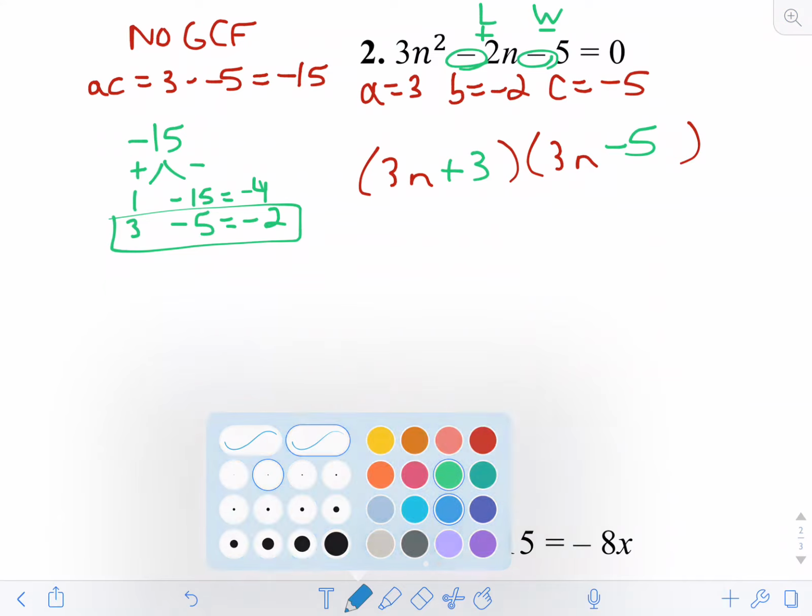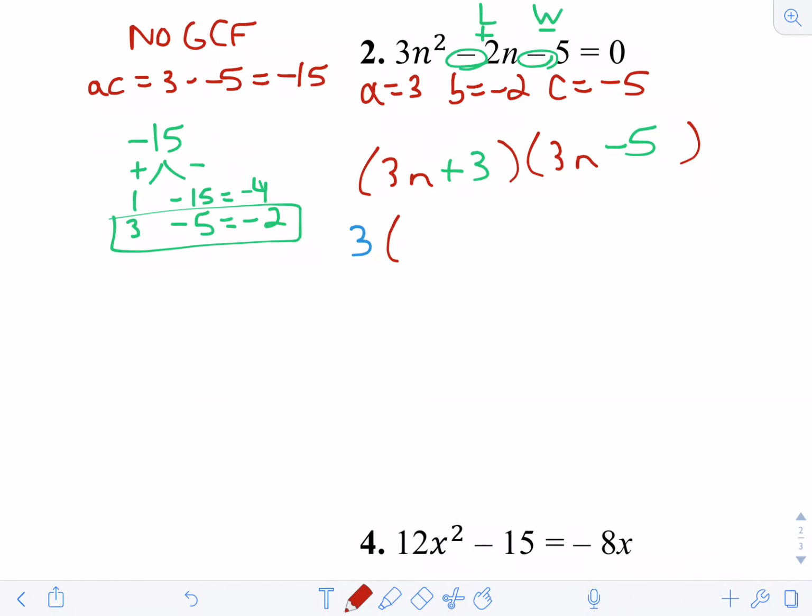I can pull out a 3 here. So what I have left is, I'm pulling out a 3, so I have n plus 1. And then here, there's nothing I can pull out, so I have 3n minus 5. Okay, we can trash that here. This is set equal to 0. So just set each piece equal to 0.